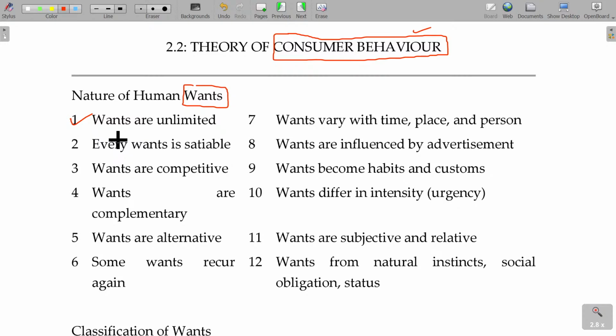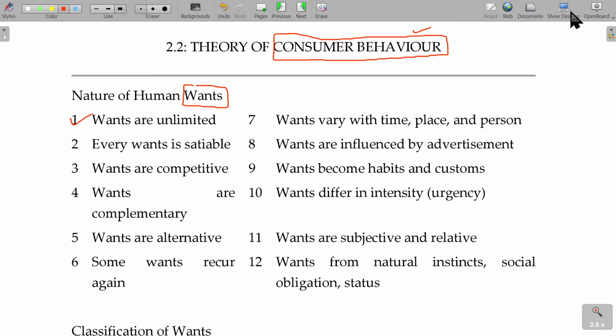Even I want to have a test drive in Air Force One. Do you know what Air Force One is? How many have heard about Air Force One? Anybody?